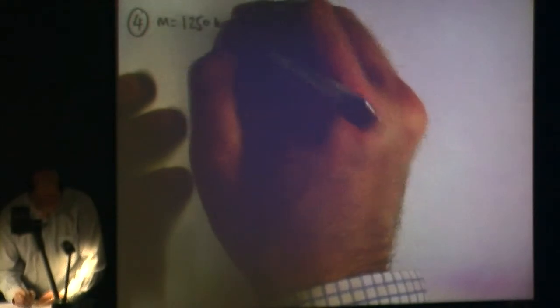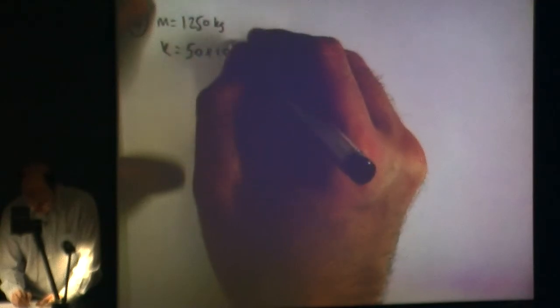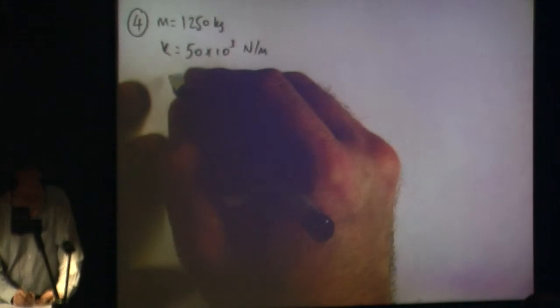So, we've got M is 1250. We've got a K that's been given as 50 kilonewtons per meter, so that's 50 times 10 to the 3 newtons per meter, and a loss angle of 20 degrees. So delta is 20 degrees.